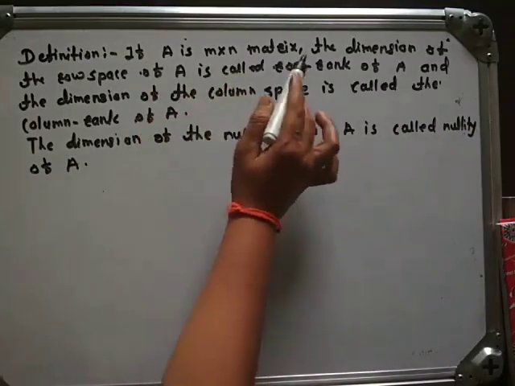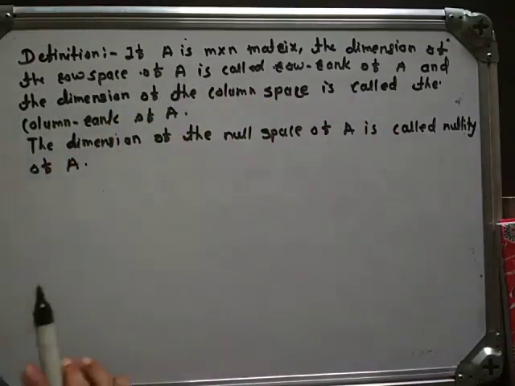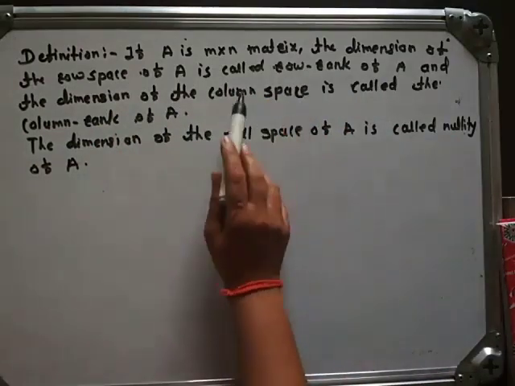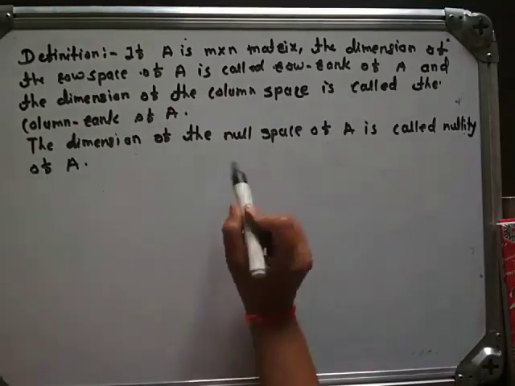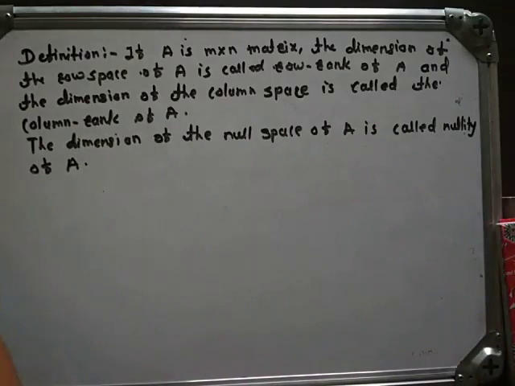If A is an m by n matrix, then the dimension of the row space of A is called the row rank of A, and the dimension of the column space of A is called the column rank of A. The dimension of the null space of A is called the nullity of A.